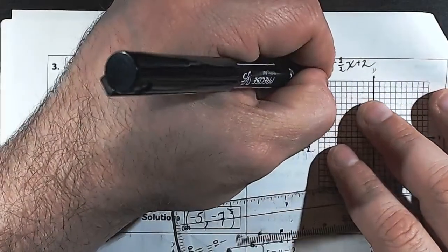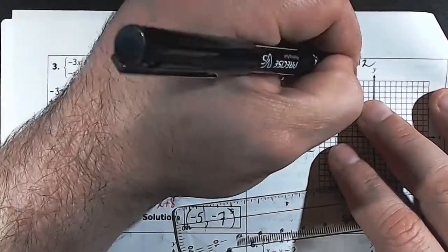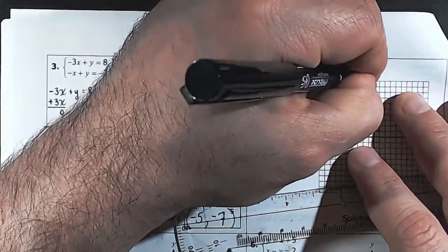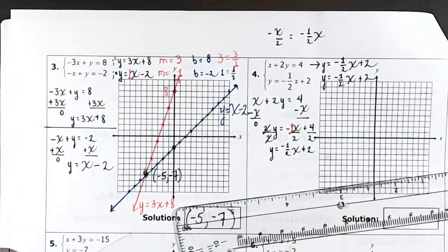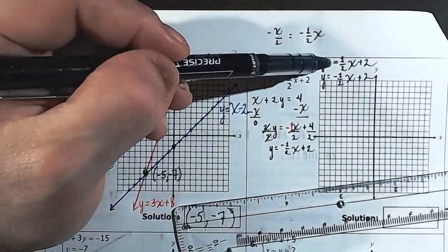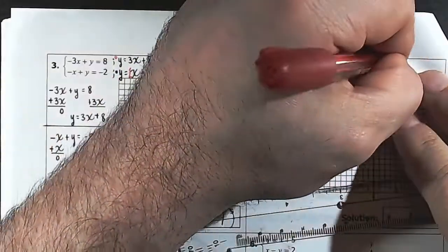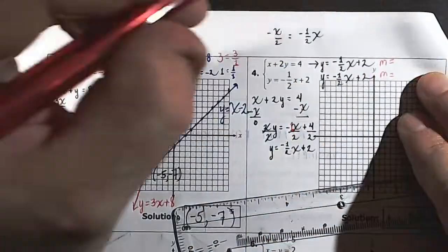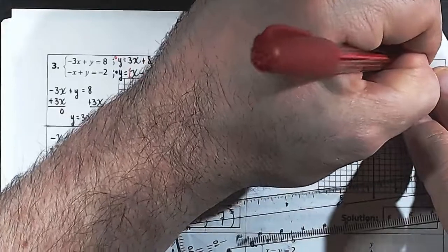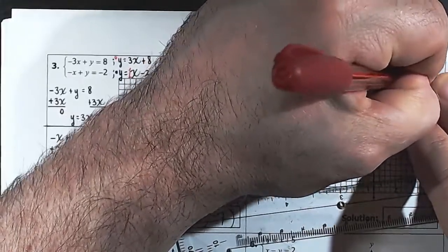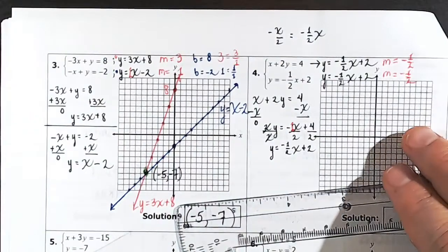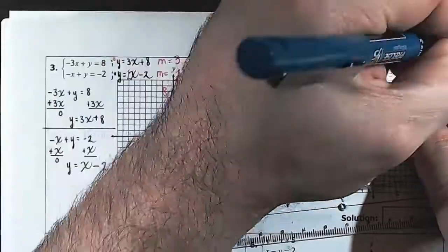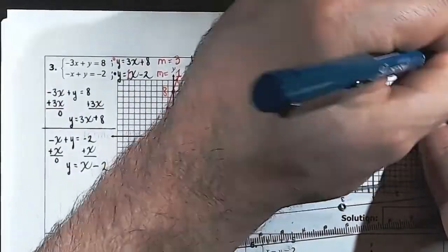So let's just bring this other equation over. I have here y equals negative 1 half x plus 2. And you're going to notice something right away. We have both of our slopes, m and m, both of them are negative 1 half. Negative 1 half. Negative 1 half. So I have the same slope. And what else do I have? I have the same y-intercept. So b equals 2 and b equals 2.